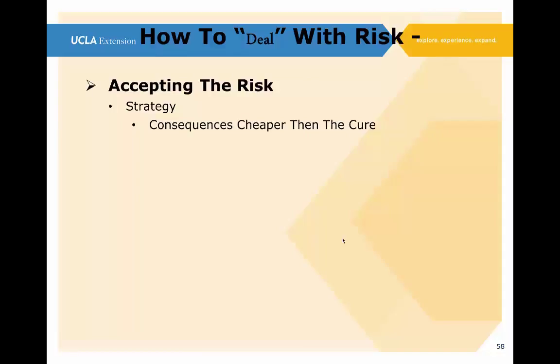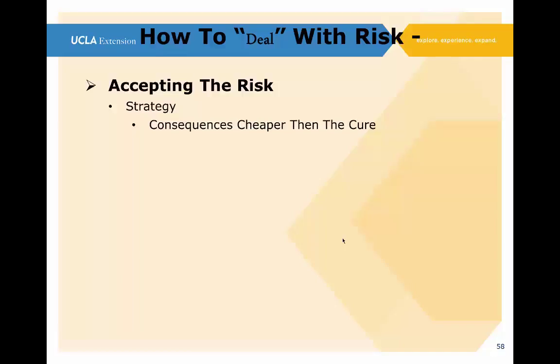In other words, from the strategy, the consequences are cheaper than the cure. In other words, just letting it happen, absorbing the impact, is going to be less painful, less of an impact in cost and schedule than dealing with it if it happens. In other words, we'll live with it. We're not going to do anything special about it. We'll monitor it, though. We'll take a look at it because it could change.